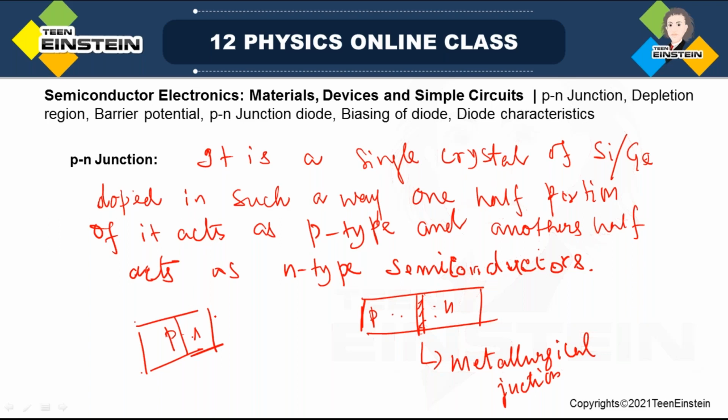We'll now see how the p-n junction is formed.